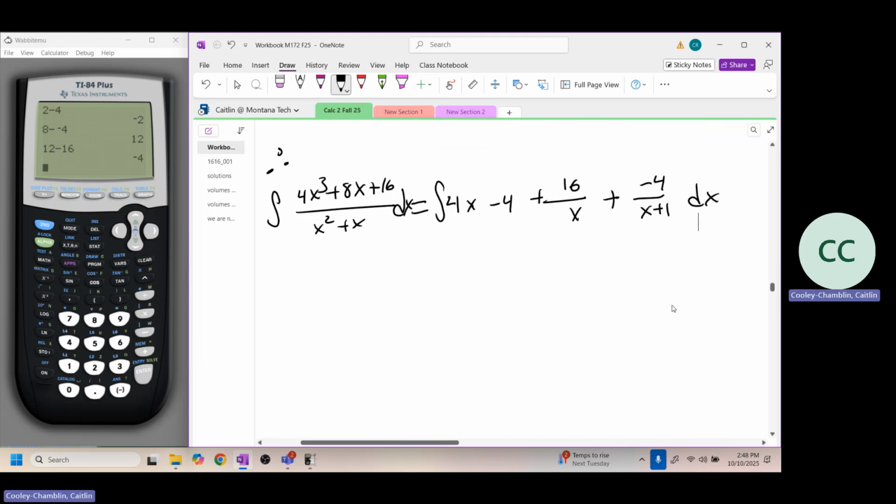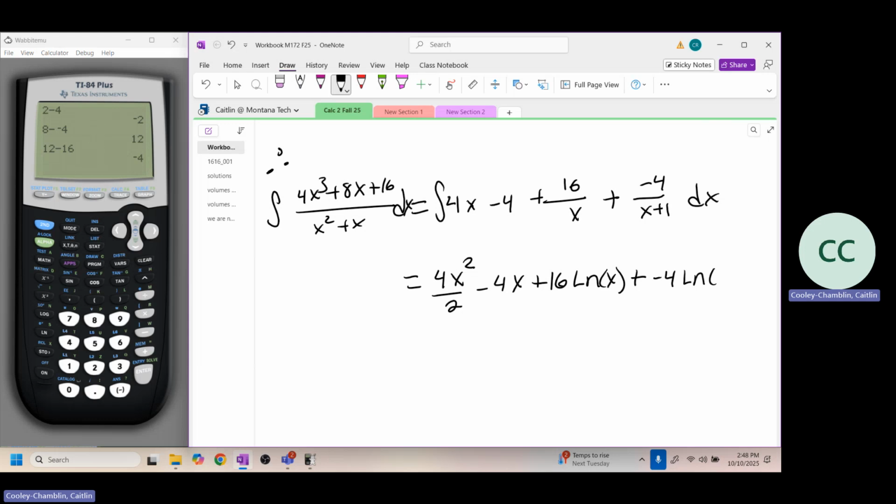Okay. So this is 4x squared over 2 minus 4x. This is an ln because there's no x on top. This is linear on the bottom. Plus 16 ln of x plus negative 4. The bottom is linear, nothing on the top. So 4 ln of x plus 1 plus c. And we are done. That is a very long problem.